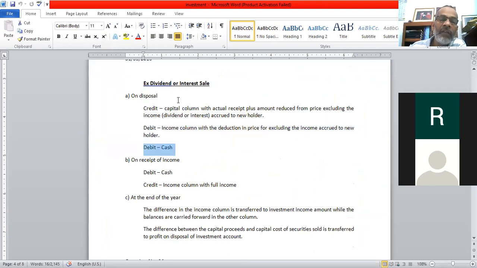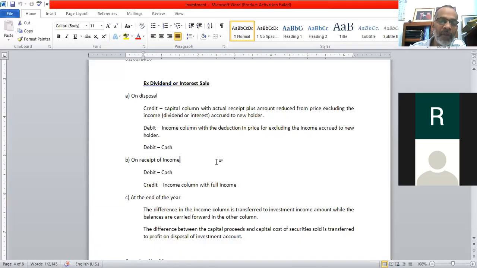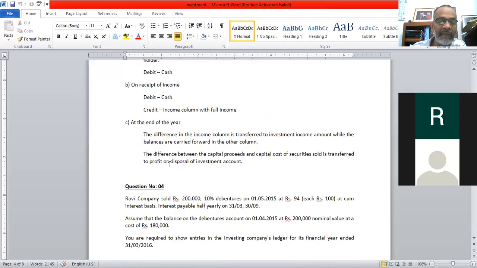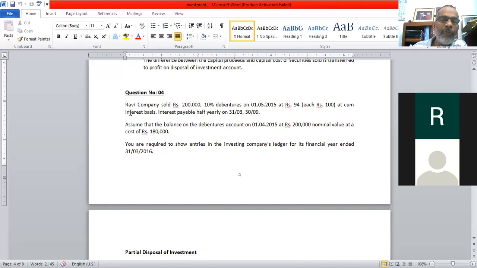Earlier, in the cum method, we looked at them separately. This is the ex method. That is why we have only one credit. The same amount will be recorded in the two credits. Okay, now on the receipt of the income we have to record debit and credit. Right. Look at question number 4.